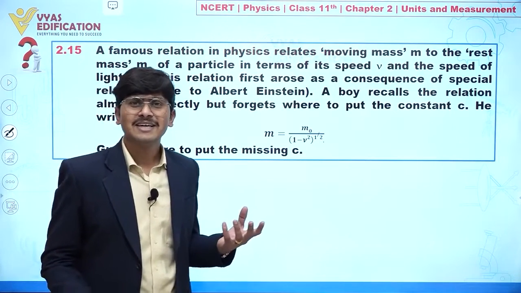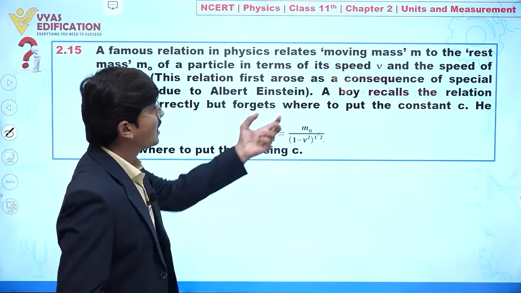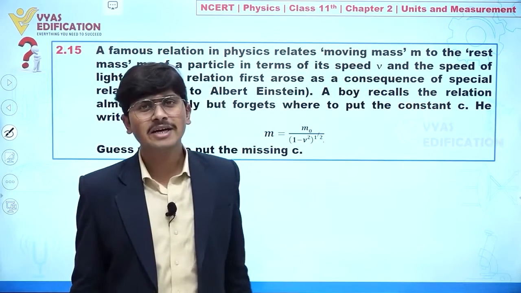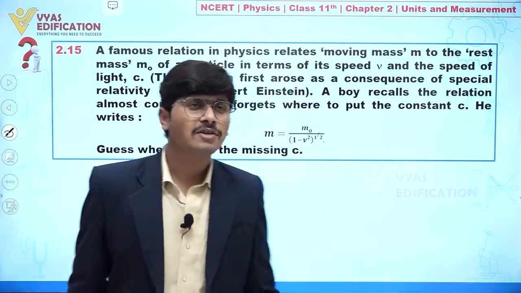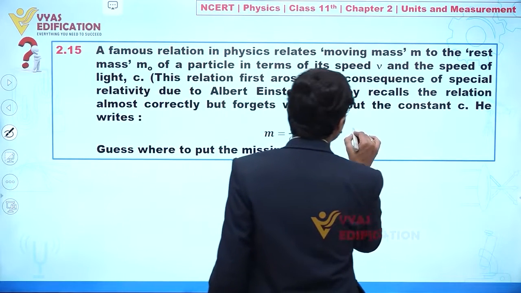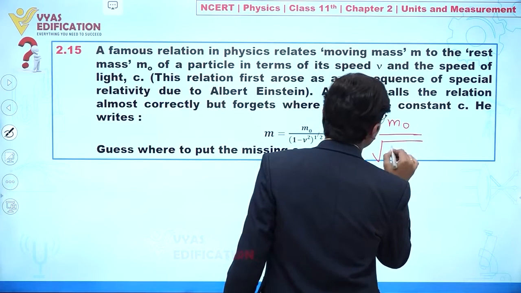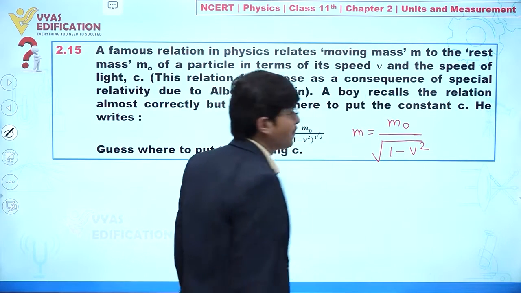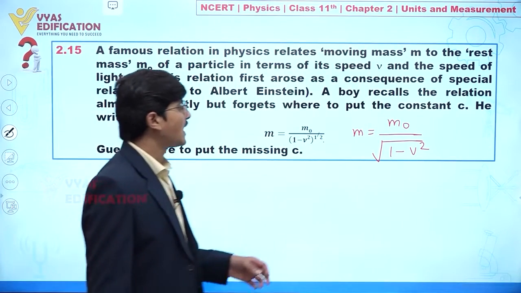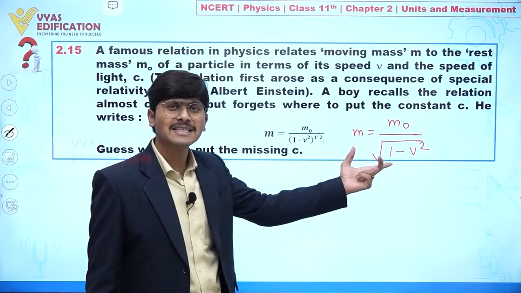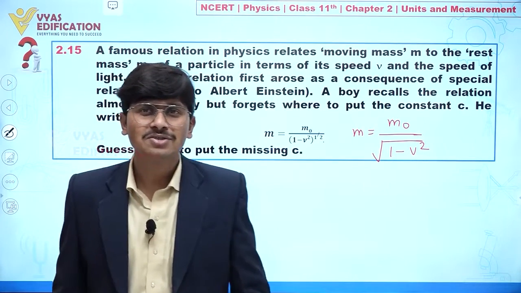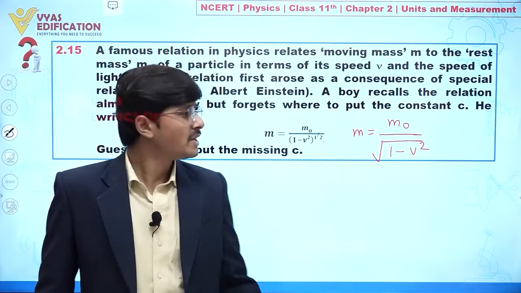In this question, we find one relation from Einstein's relativity theory, and that relation is given by m equals m naught under root of 1 minus v square. So a student writes this expression like this, and he forgot to write the constant c in this relation.